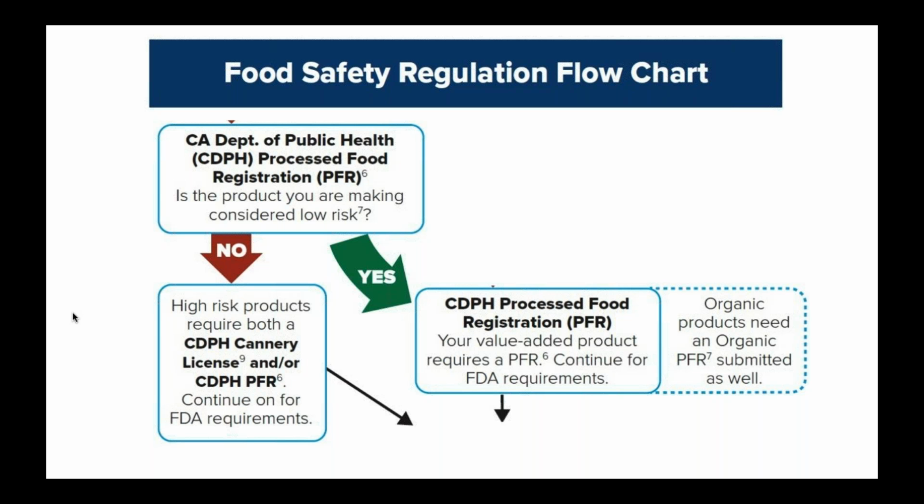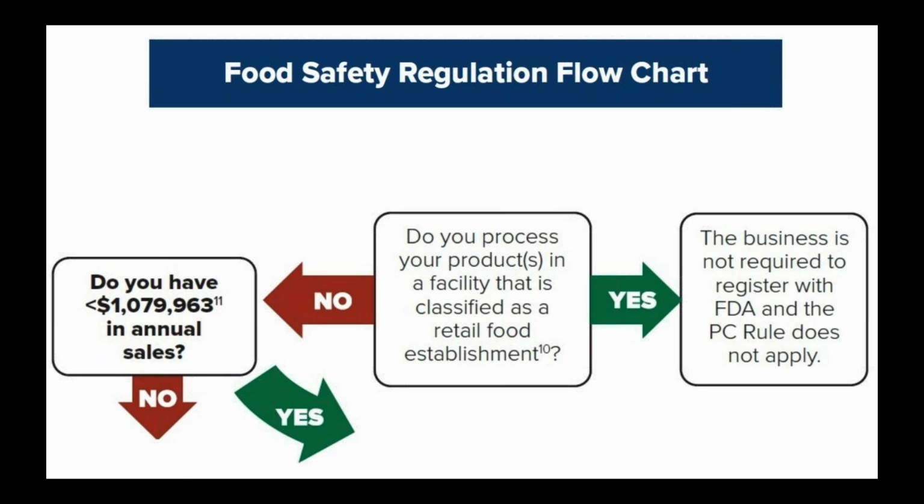So the PFR applies not only to processing of those low-risk food types, but also for facilities where you're holding a food product. So in this example, we need the cannery license for the production facility for the salsa and the PFR for the facility where we're storing that salsa. So now we're going to move down to the federal regulations. So we'd be in that center box.